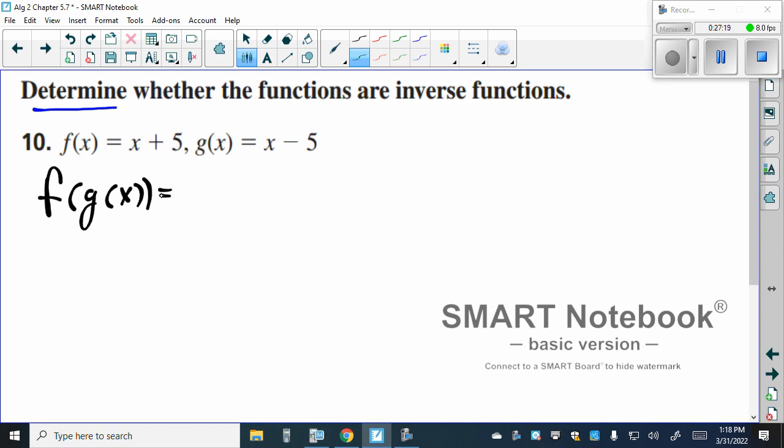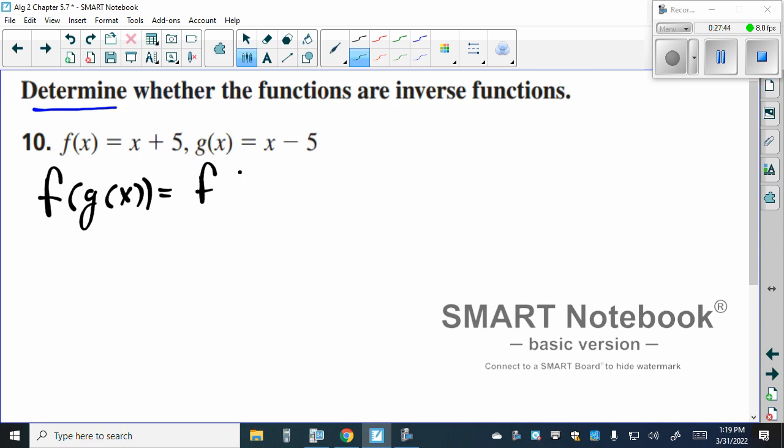And I know that this is going to be an inverse, or possibly an inverse, if f of g of x equals what? X. If I get anything besides x, will they be inverses? No. If I get a constant number, if I just get a number, they're not inverses. If I get 27x squared, they're not inverses. I need just x.